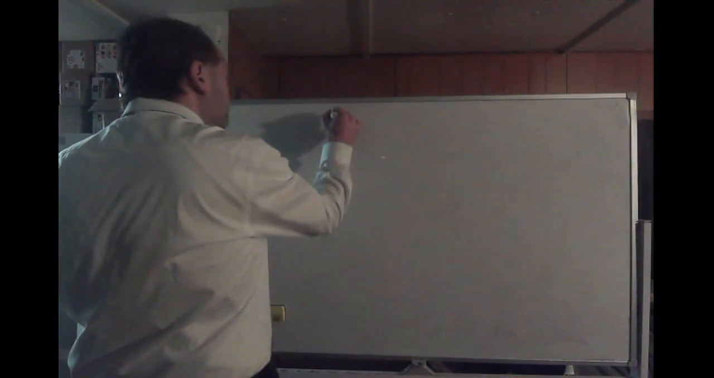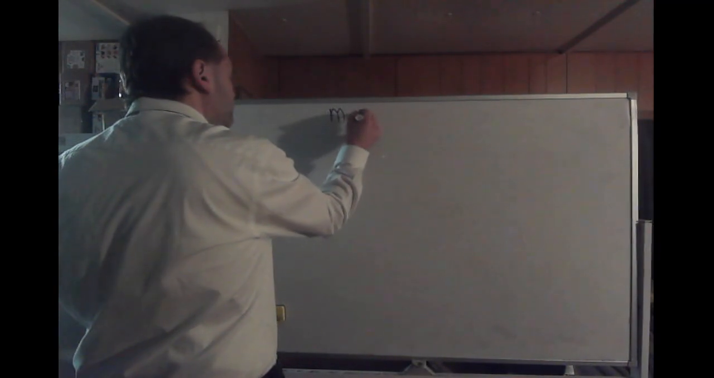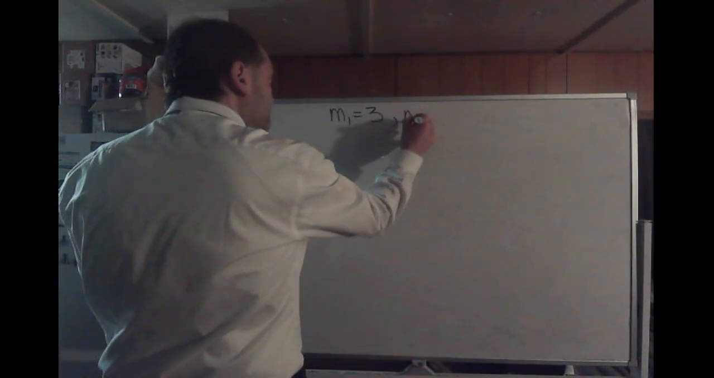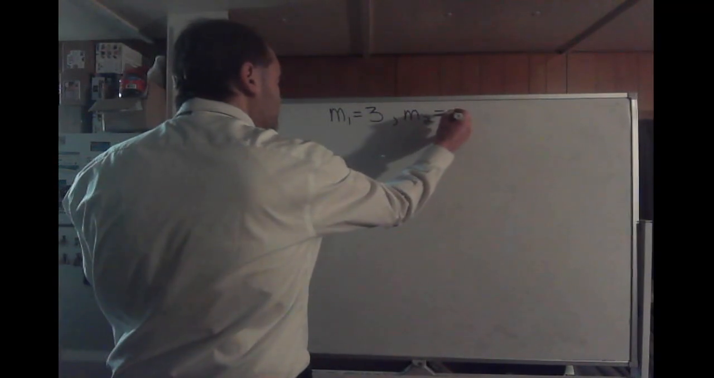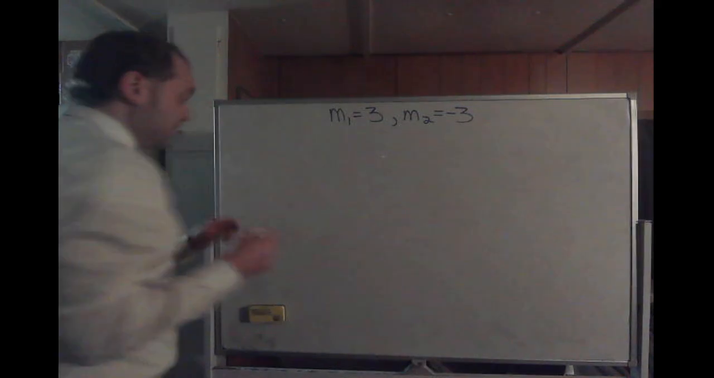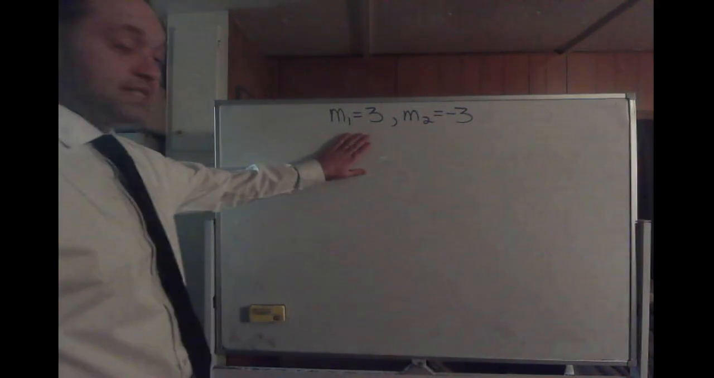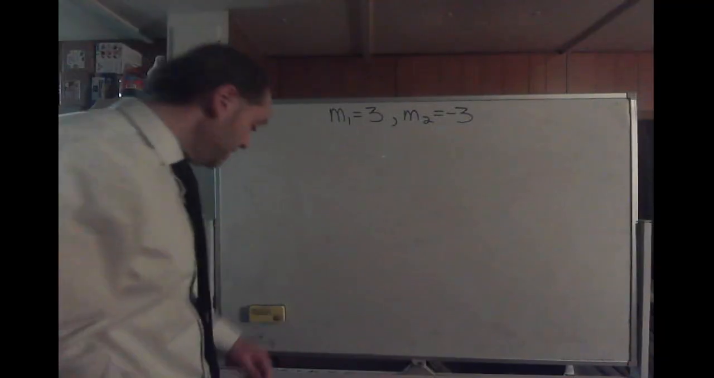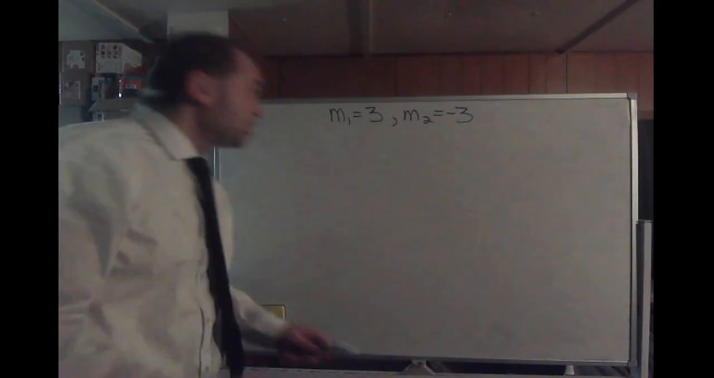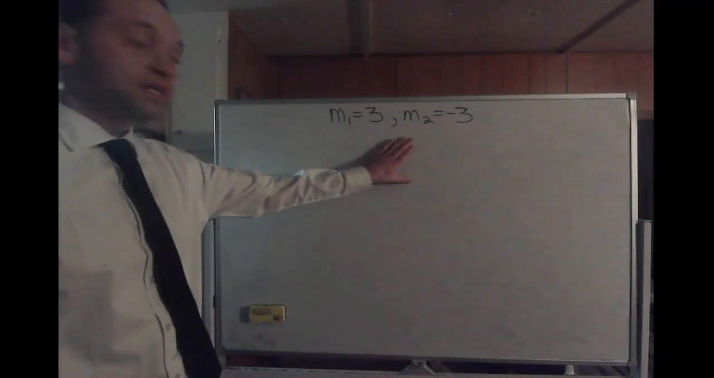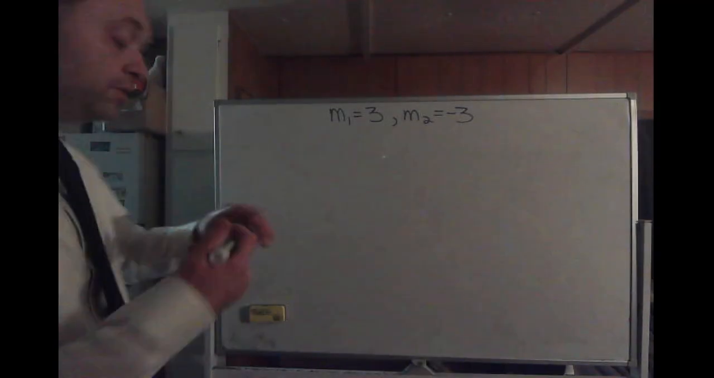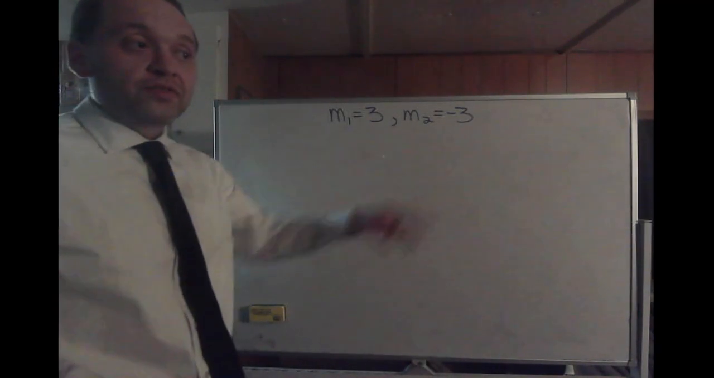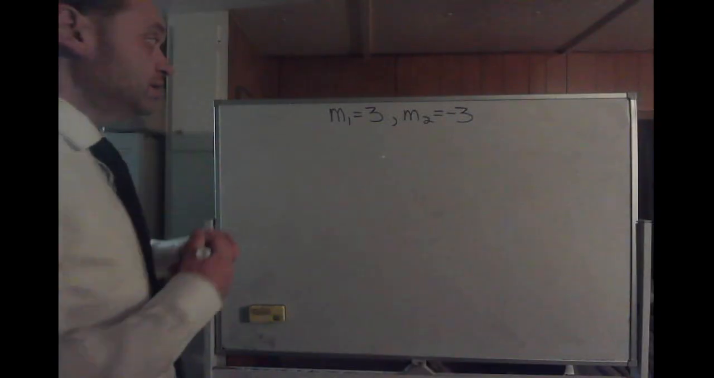Now, here's something. What if I have the slope of one line equal to 3, and the slope of the next line equals -3? So I have two lines here. The first line has a slope of 3. The second line has a slope of -3. Are they going to be parallel, perpendicular, or neither? Well, it's clear to see that 3 doesn't equal -3, right? So they're definitely not parallel.